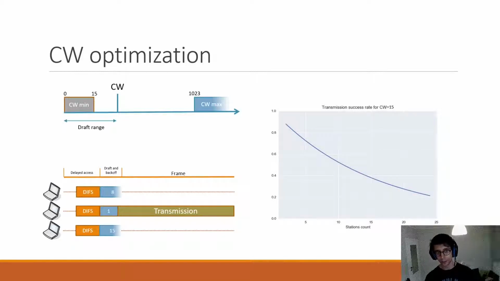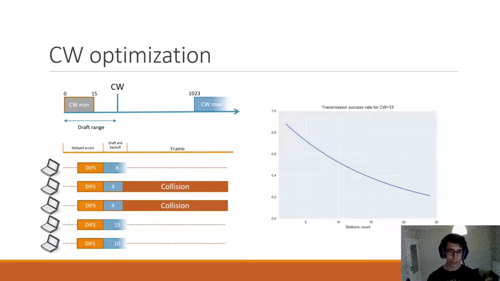However, there's also a third option, in which you have drawn a number that no other station has drawn lower than that, but there might be another station that has drawn the same number as you have. So you will both start the transmission at the same time thinking that you're clear to go, but a collision will still occur.